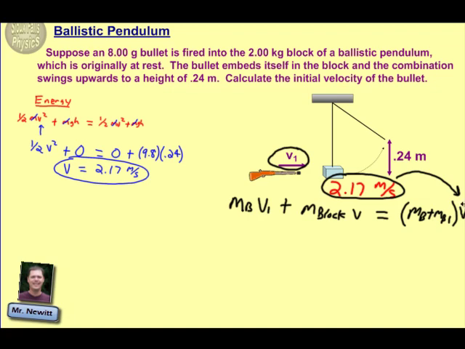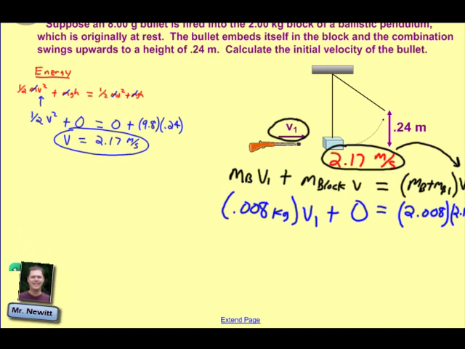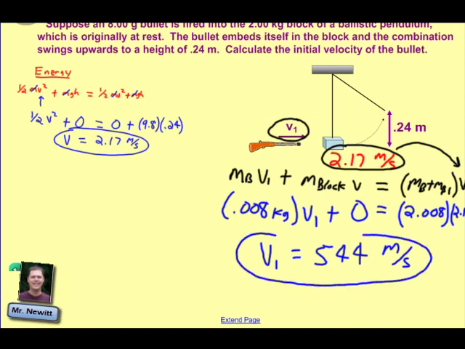So, let's start plugging in some numbers. Again, our goal is to figure out the velocity of the bullet as it leaves the gun. The mass of the bullet was given to us as 8 grams, so that's 0.008 kilograms. Again, don't forget to convert those units. Times V1, plus the mass of the block times the velocity of the block initially, which is 0 because it has no movement before the collision. That's going to equal the mass of the block and the bullet together, 2.008 kilograms, times that velocity of 2.17. Working this out, I will be able to solve for the velocity of that bullet, and I'll end up getting a velocity for that bullet of 544 meters per second.